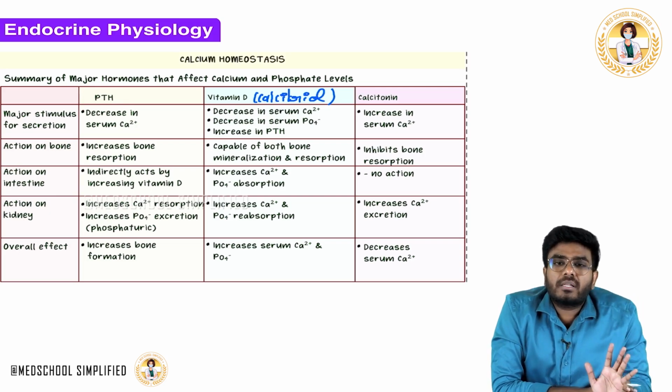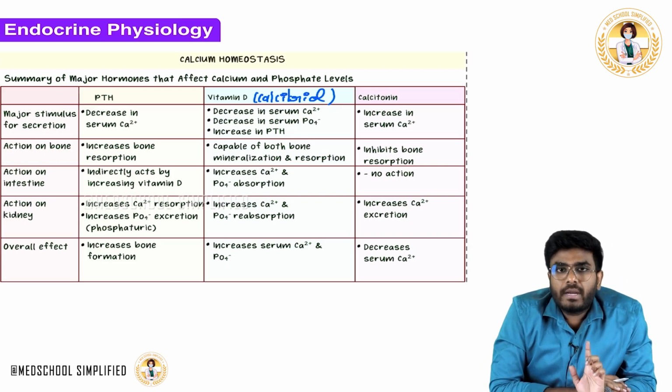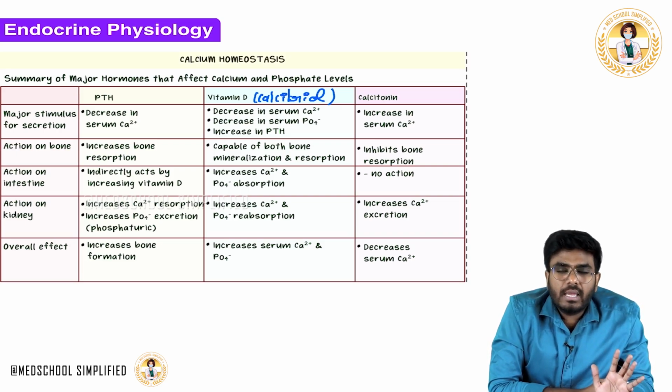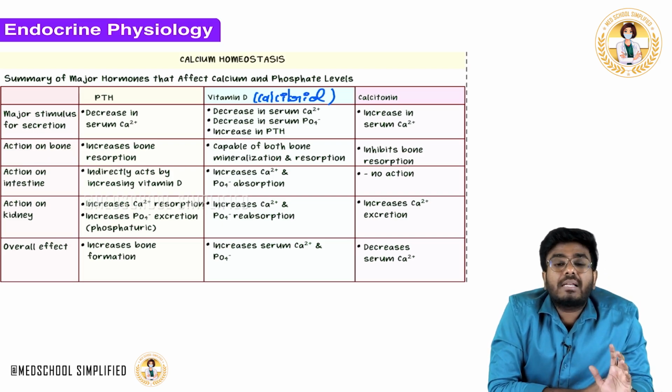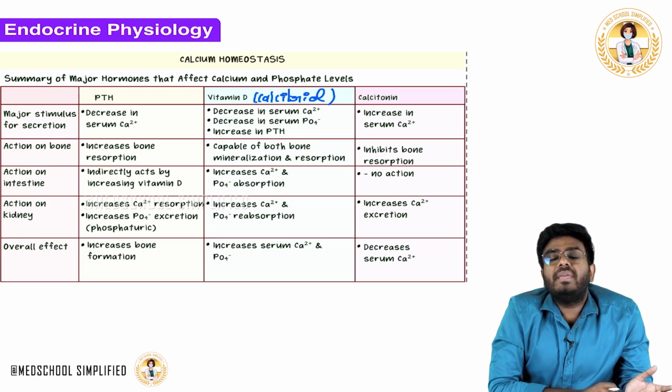Now, what is this parathyroid hormone going to do? Let's talk about the bone. The parathyroid hormone is going to act on the bone, on the osteoclasts. It is going to activate the osteoclasts, so bone resorption will happen. When the bone resorption happens, the blood calcium level will be increased.